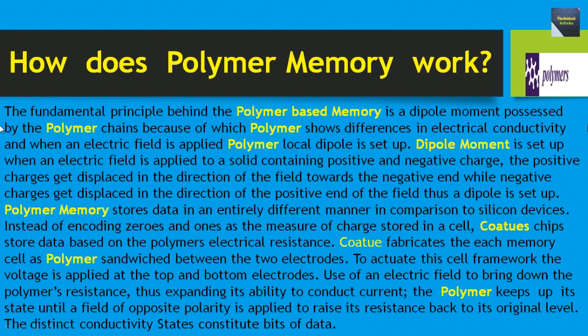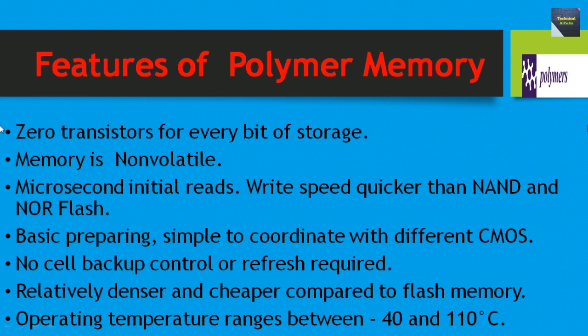Semiconductor memory is a digital electronic semiconductor device used for digital data storage such as computer memory, where data is stored within metal oxide semiconductor, known as MOS, memory cells on a silicon integrated circuit memory chip. Now we talk about features of polymer memory.